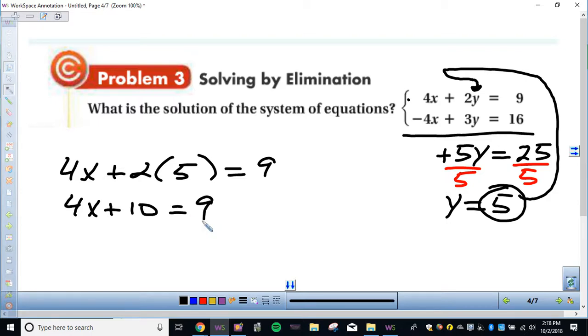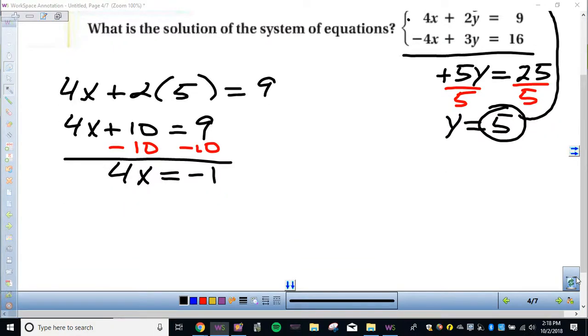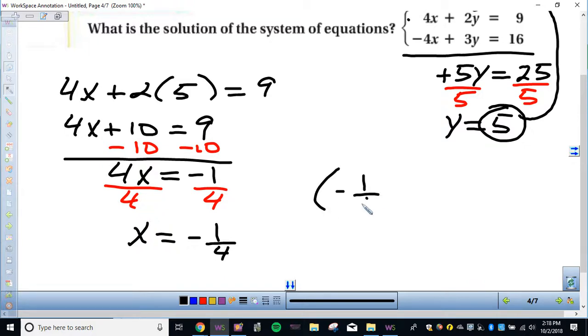What do I do now, TK? Minus 10, and then what's next? Right. So you get 4x equals -1. Divide both sides by 4. So x equals -1/4. And then written as an ordered pair, it would be -1/4, comma 5.